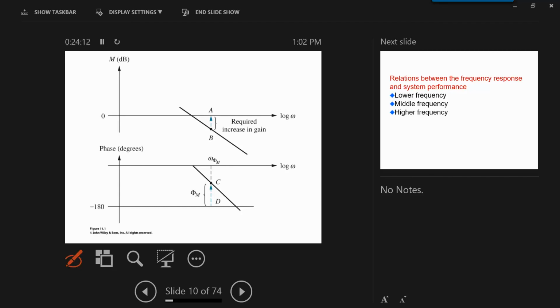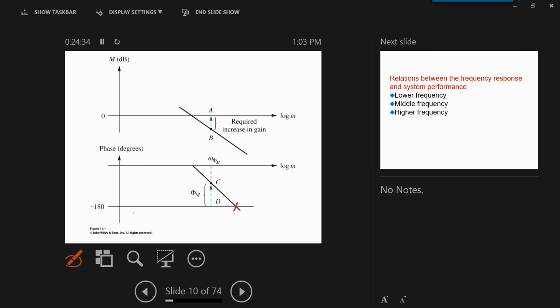This is the slide from the book. I think these are the slides I took from the course website, the book website. And I think if this is in the book, the way it is, it is wrong.